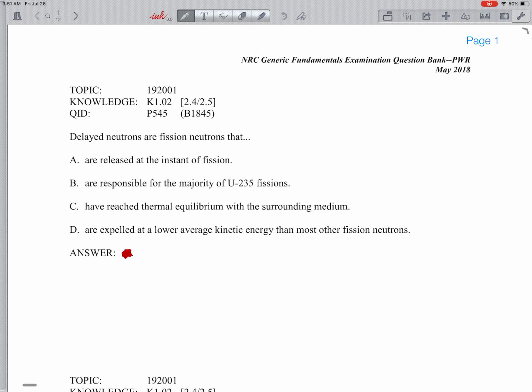The first question here, I don't see any numbers. So delayed neutrons are fission neutrons that... So I know for right now that this is going to be a definition question. Delayed neutrons are released at the instant of fission. No, that's a prompt neutron, basically.